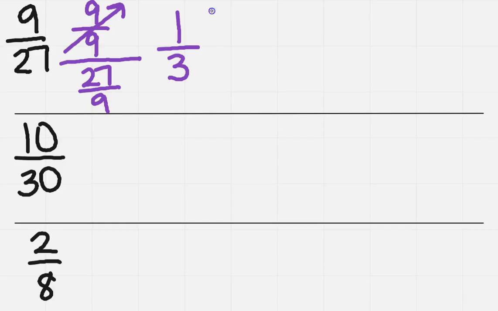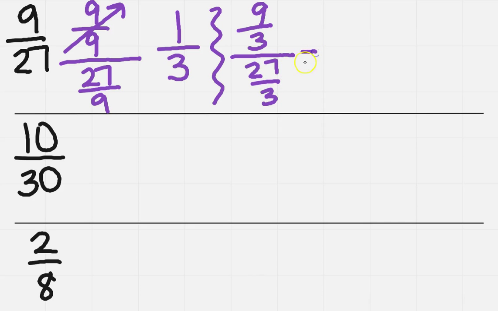Now some of you may have just seen that it's divisible by 3. So this time it would be 9 divided by 3 all over 27 divided by 3. When I do that, 9 divided by 3 is 3, and 27 divided by 3 is 9. So when you get this answer, you're like, oh man, 3 still goes into each one of those numbers. So I'd have to do one more step. I'd have to divide both by 3.